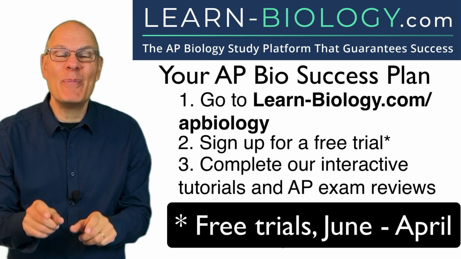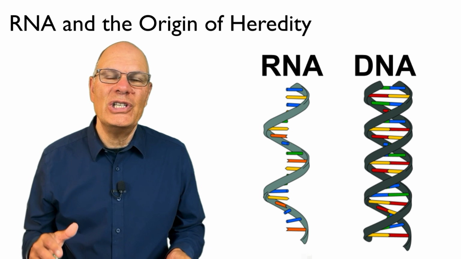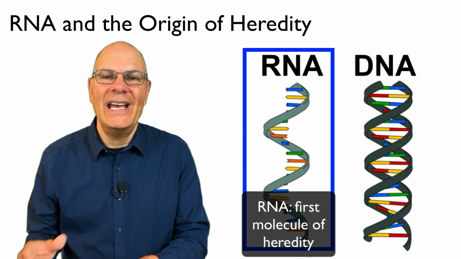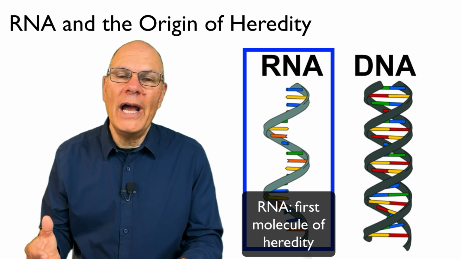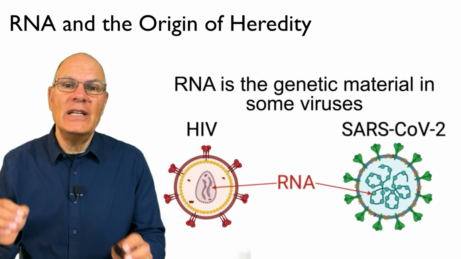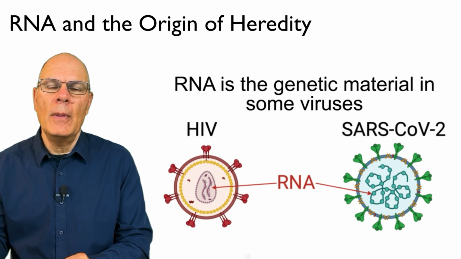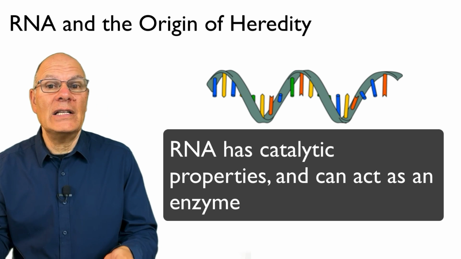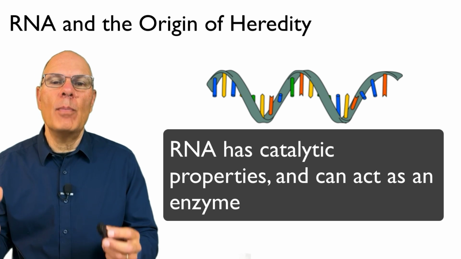To understand the origin of life, you have to understand the origin of heredity. It's widely thought that RNA, not DNA, was the first hereditary molecule. Why? RNA does store genetic information in viruses, so it has the capability of being a genetic molecule. But unlike DNA, RNA can also act essentially as an enzyme. RNA can have catalytic properties.